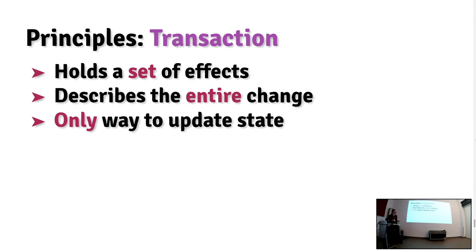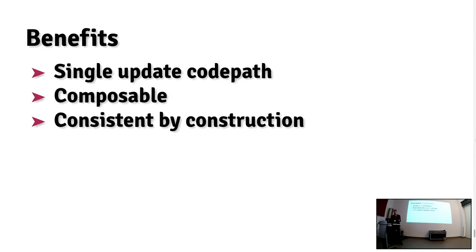Changes in the state are described by a thing called the transaction, which is a set of effects. Again, having sets of things is really great for open-ended extendable systems where you don't know in advance what exactly is going to flow through a part of the program. And it's really important that the transaction describes the entire change, like nothing else changes except what is described as changing in the transaction. And that is the only way to update the application state. So now you know there's a single code path that's going to be handling all the state updates, and there are no other side channels where weird things might be happening.